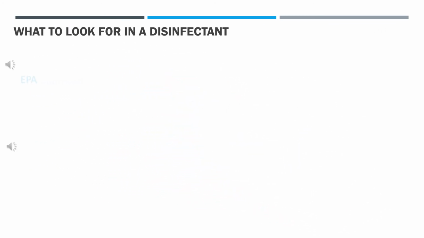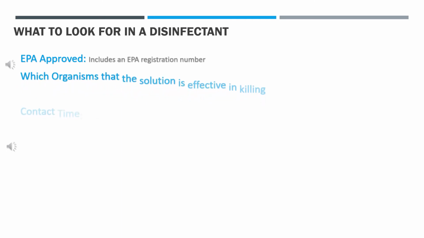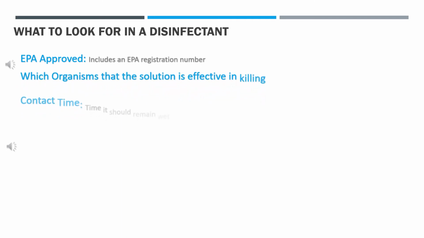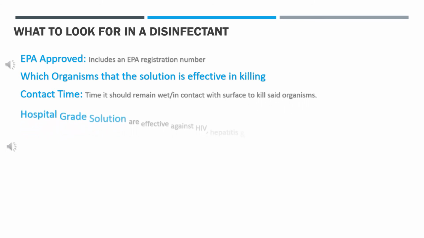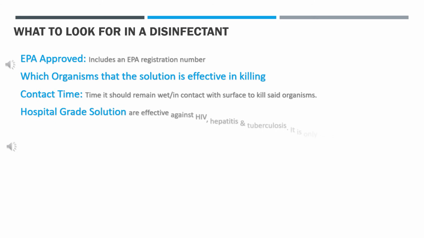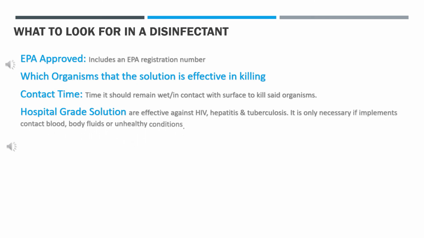When looking for a disinfectant, it needs to be EPA approved and include an EPA registration number on the label. It should also specify which organisms the solution is effective in killing, and the contact time, which is the time it should remain wet and in contact with the surface to kill said organisms. A hospital-grade solution is effective against killing HIV, hepatitis, and tuberculosis. It's only necessary if implements contact blood, body fluids, or other unhealthy conditions.